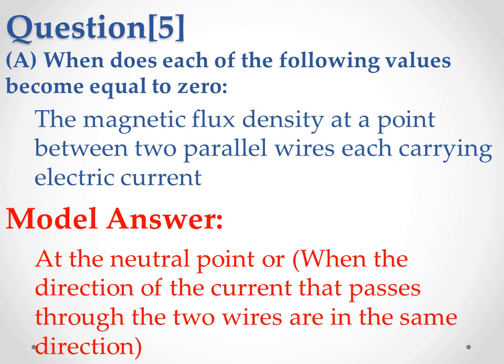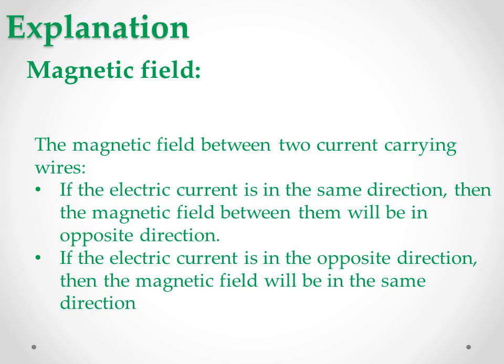Question 5. A. When does each of the following values become equal to 0? The magnetic flux density at a point between 2 parallel wires, each carrying electric current. Model answer. At the neutral point, or when the directions of the currents that pass through the 2 wires are in the same direction. Explanation. The magnetic field between 2 current-carrying wires: if the electric current is in the same direction, then the magnetic fields between them will be in opposite directions. If the electric current is in opposite directions, then the magnetic fields will be in the same direction.